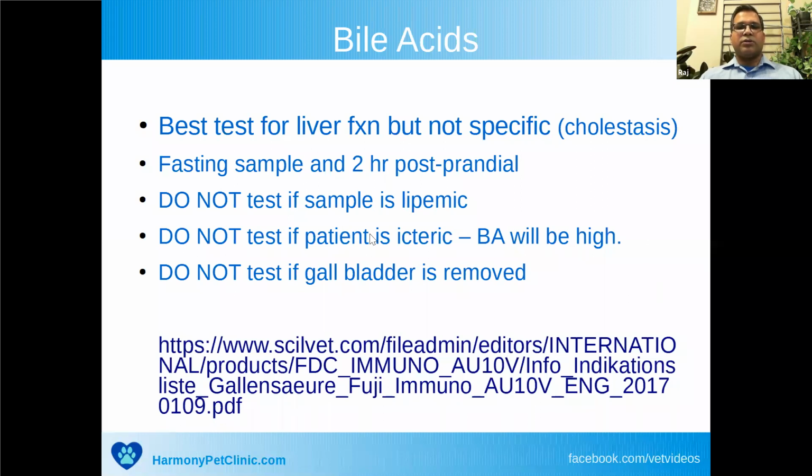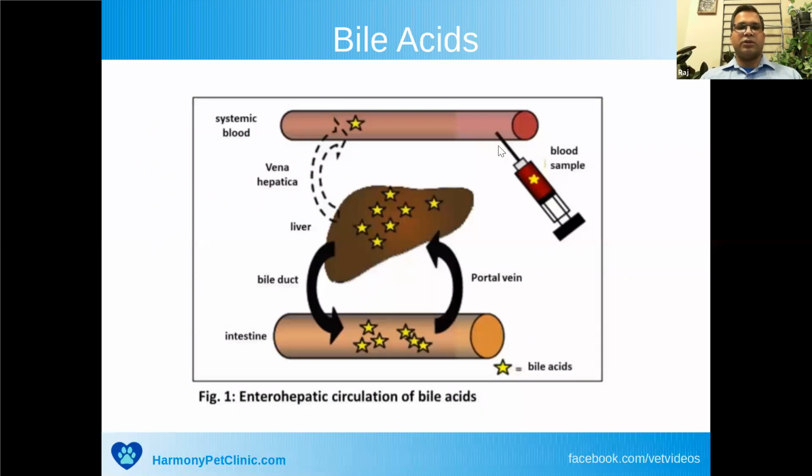We'll talk a little bit about bile acid interpretation. First, this is the normal schematic of the liver enterohepatic circulation. This is the systemic blood, here is the intestine, and here is the liver. These stars are bile acids. Bile acids are produced, stored in the gallbladder, and through the bile duct are released into the intestine. They help in digestion of fat, and after that they are absorbed back into the portal vein.